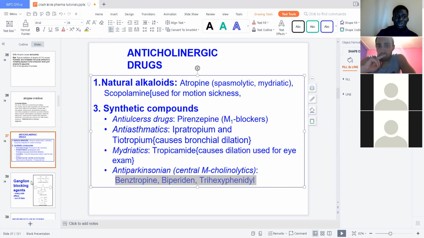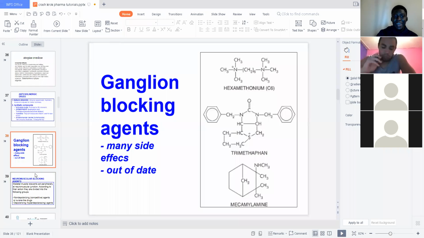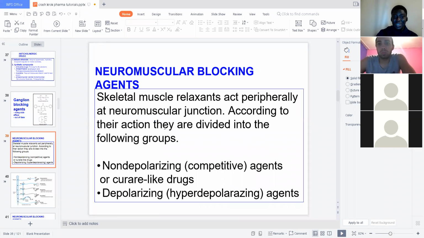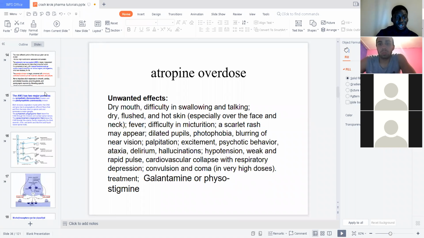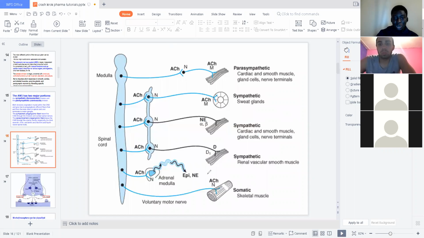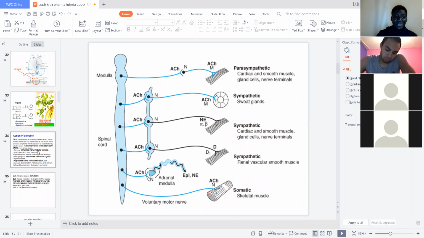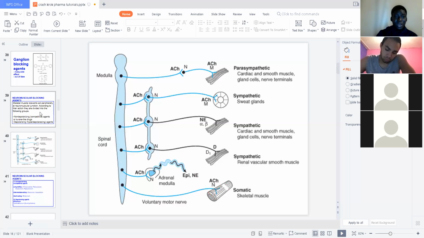Okay, so next we're going to have ganglion blocking agents. So these are drugs that work on the neuromuscular junction. So I hope you remember the neuromuscular junction. This is the neuromuscular junction. So these are drugs that are going to block it. And when you block it, the muscles are unable to receive impulses. So it's going to cause paralysis. So when you block the neuromuscular junction, you're going to get paralysis.